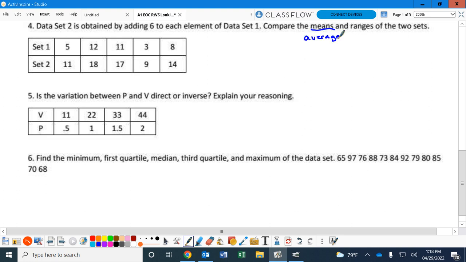You need to write that down, and vocab wise, you need to know what the mean of something is. The mean is the average. It's add them all up, divide by however many you added up. And then the range is going to be the greatest minus the least. Greatest minus the least.